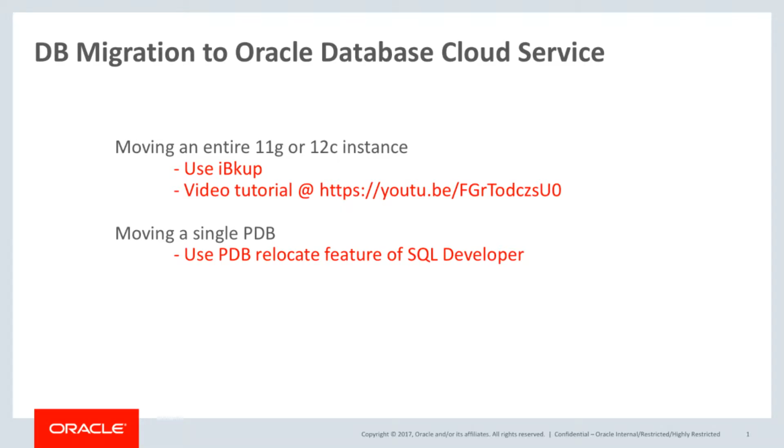Hi, this is a short video tutorial on migrating an Oracle database from wherever on-prem to the Oracle Database Cloud Service. And there are two ways of doing that. One of them is if you want to move an entire database, whether it's 11g or a 12c instance, an entire container, you could use the Oracle RMAN backup method, which is basically backing up the database to the storage cloud and then using backup tooling in the database cloud service to restore that to a new instance. And I have shown that in a video tutorial that's shown on this slide here. So that's the first method.